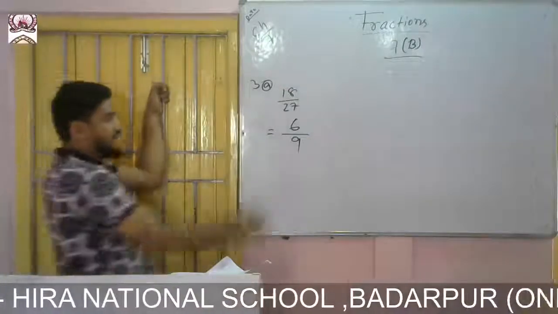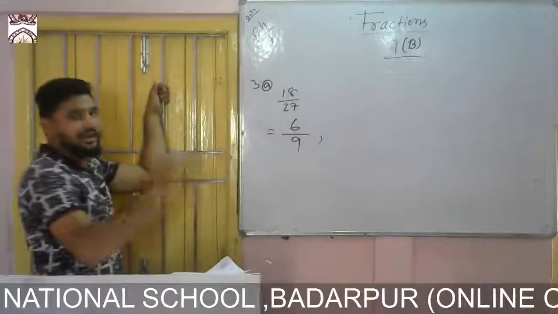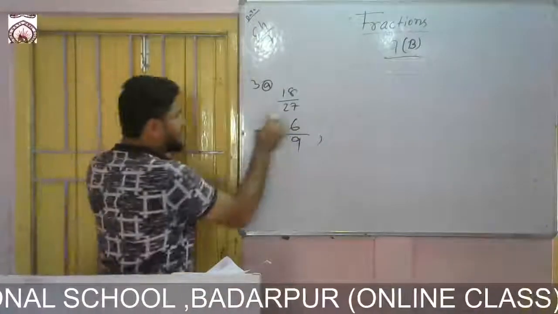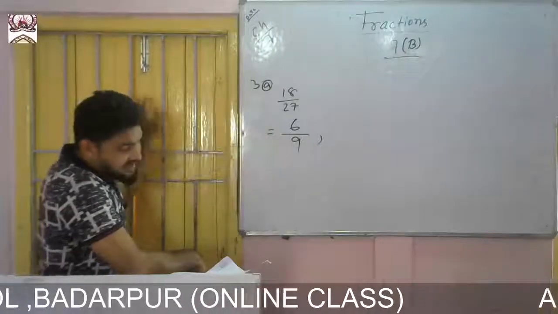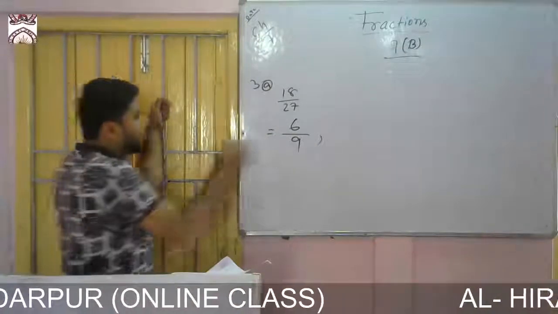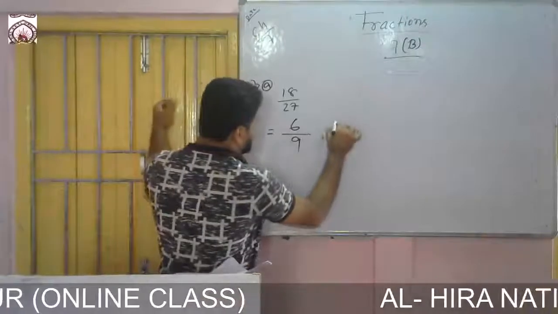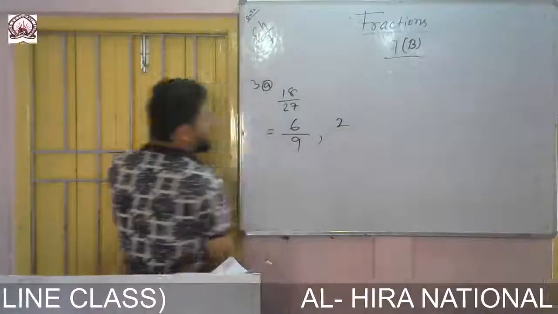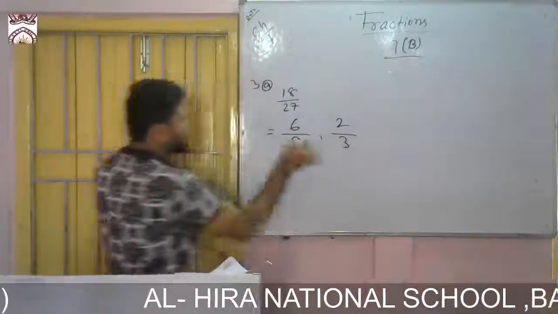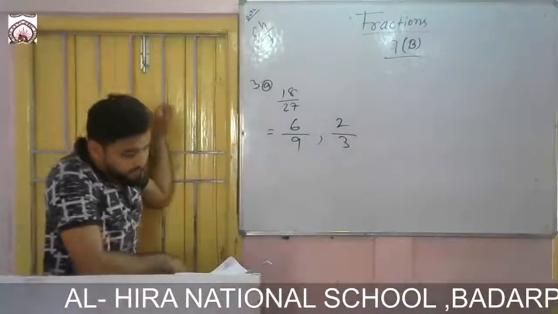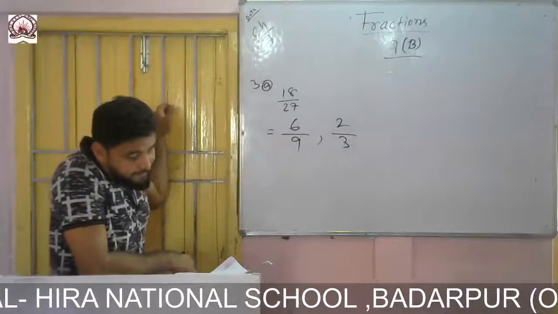Okay. So now I can cancel this one also. I need to write 2 equivalent fractions. So this one, if I cancel 6 by 9, then it will come 2 by 3. Okay. 3 2s are 6 and 3 3s are 9. So these are 2 equivalent fractions.